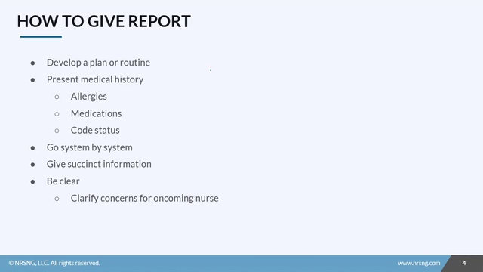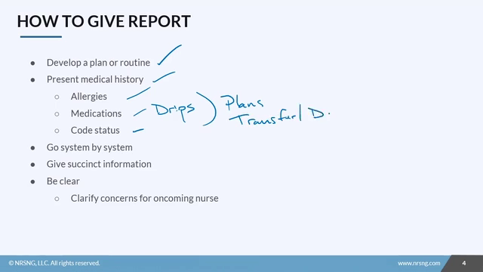When you give a report, the biggest, most important thing is to develop a routine. You always want to be consistent in how you do it. Typically, in most units, you're going to start with something like a medical history. So that includes allergies, any big medications. So think drips in the ICU, current code status. So you got to know that. You also know about any plans for care. So you'll talk about like transfers or discharges.